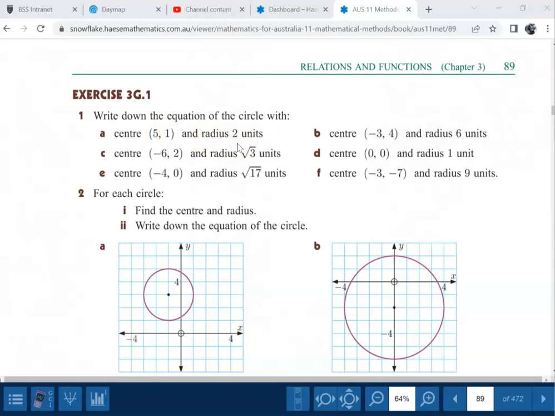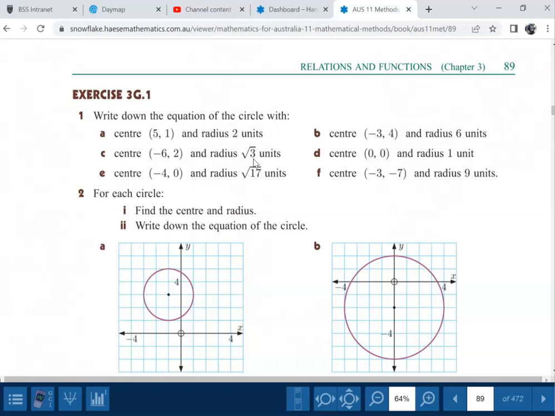That easy. Felipe, you weren't here either, so please listen, and you come late. So this one, what would we say is the equation there? X plus 6 squared plus y take 2 squared equals root 3 squared, which is 3.